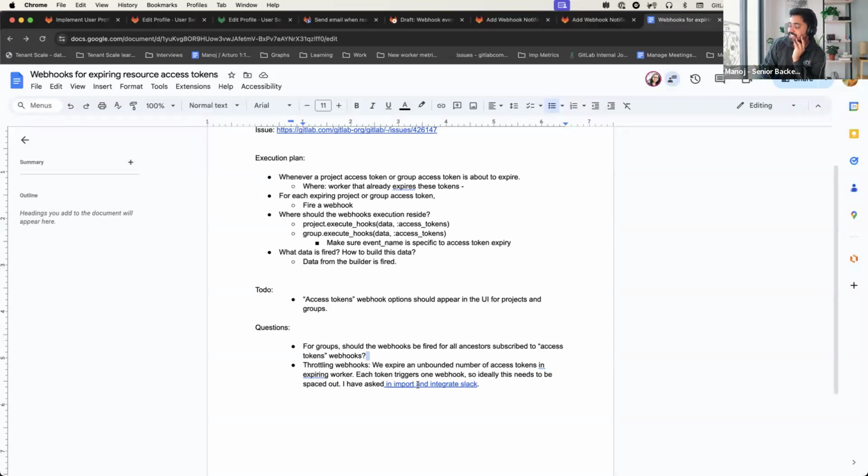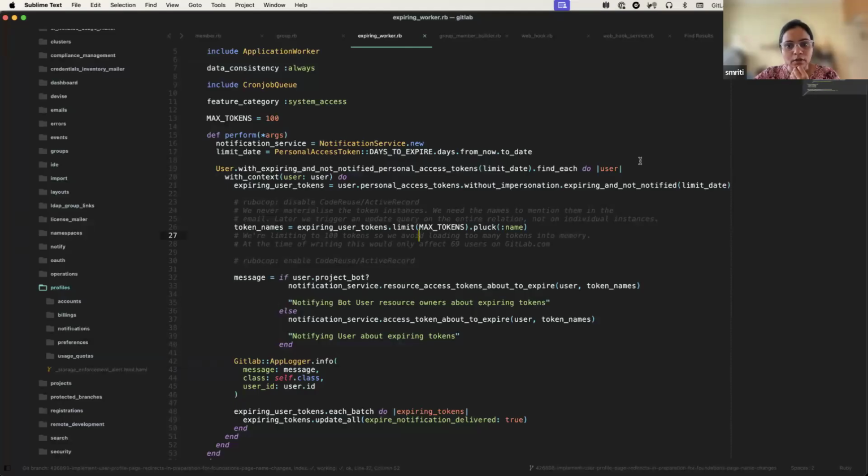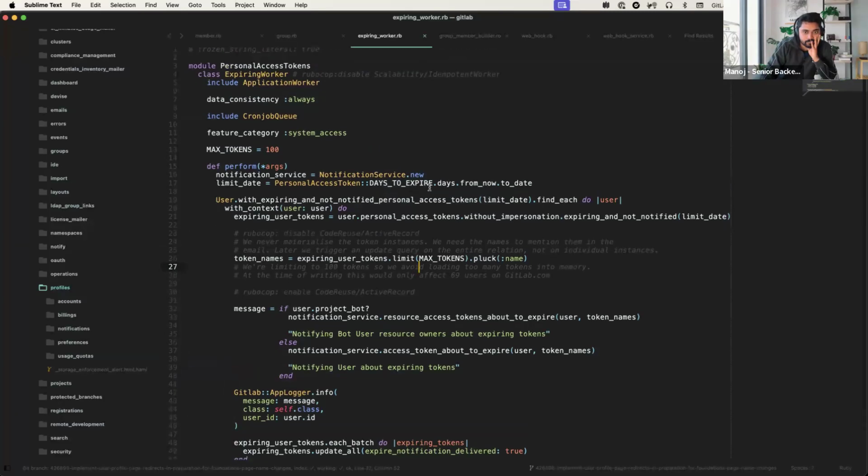That is why I asked in the Slack channel of import and integrate group. I think, Manoj, in the expiring worker, the max token it's taking is 100 itself. No, 100 is per user. We might have thousands overall, but per user that's not a problem. But even if it is one per user, if there are 10,000 bot tokens expiring on that day, it is 10,000 webhooks in one go.